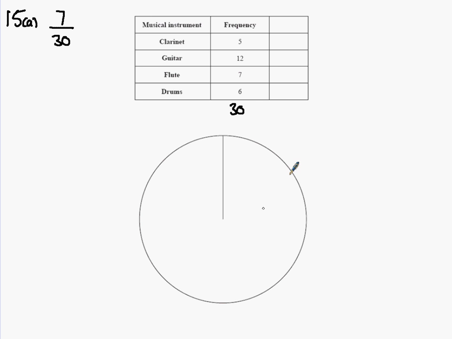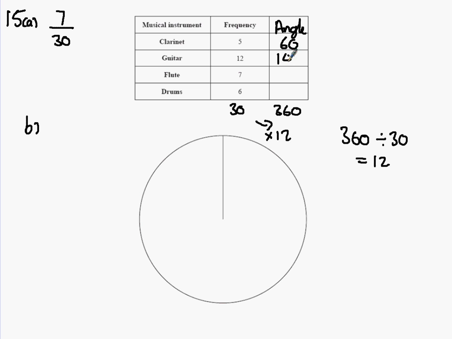Now our next step, we've got to draw an accurate pie chart. So we need to work out the angles here. We create an angle column, and the angles must add up to 360. So if you do 360 divided by 30, that will give you your multiplier. And in this case, it's 12. So I'm going to times all of these numbers up here by 12. So it's 60, 144, 672, and then 84 in there. Again, you can just check by adding those up to make sure you're correct.